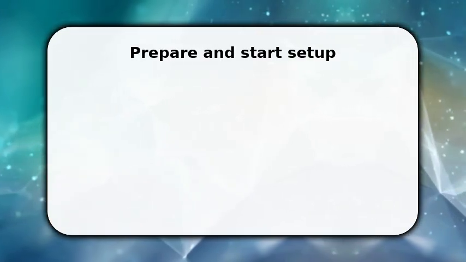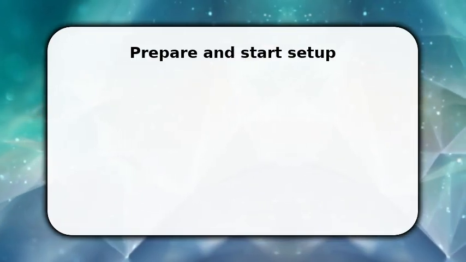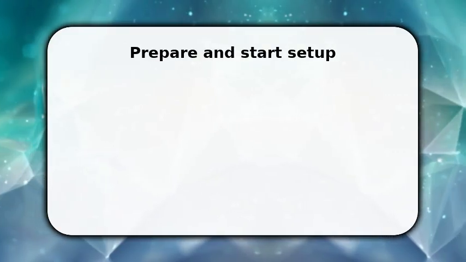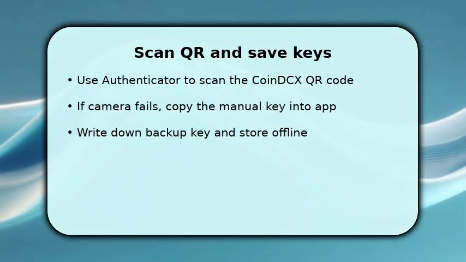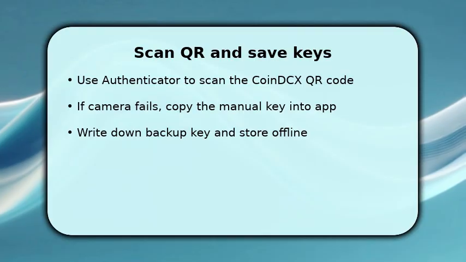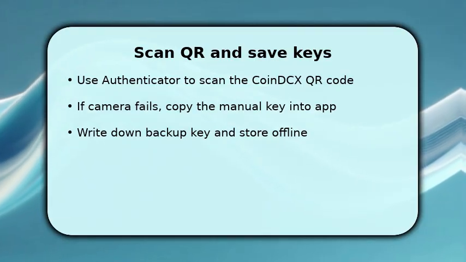You will see an option to add an account, tap the plus, or scan QR code. Pause here only to allow the camera permission. This step links the app to your Coindcx account and is required to proceed. You should now scan the QR code shown by Coindcx using Google Authenticator. This automatically creates a timed code.